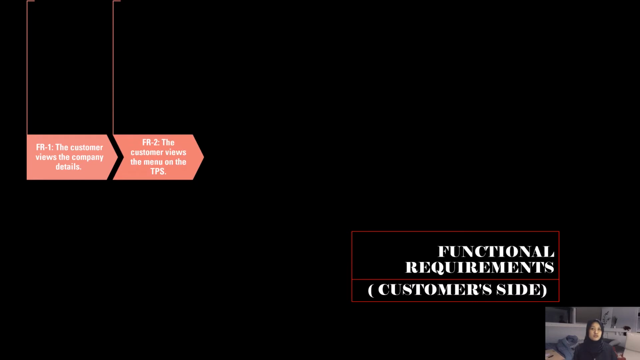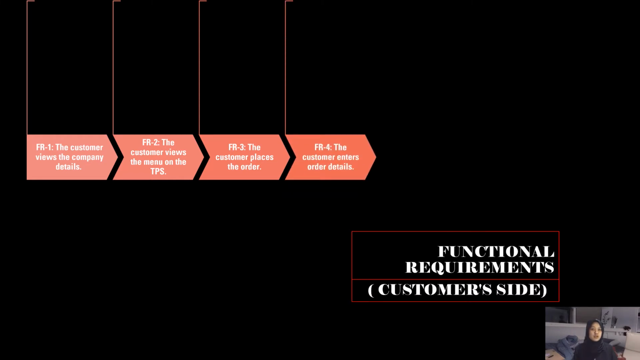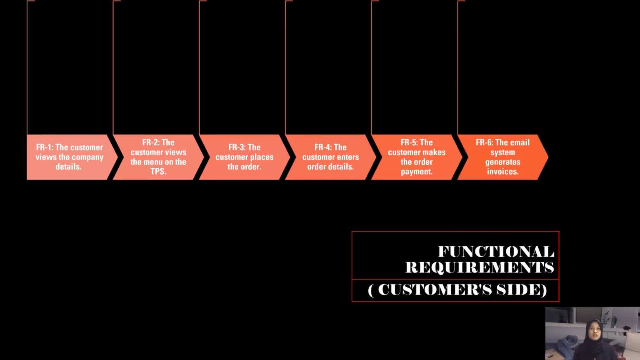In the customer side, we have the functional requirements that include: the customer views the company details, the customer views the menu on the system, the customer places the order, the customer enters order details, the customer makes the order payment, the email system generates invoice, and lastly, the customer receives the invoice.